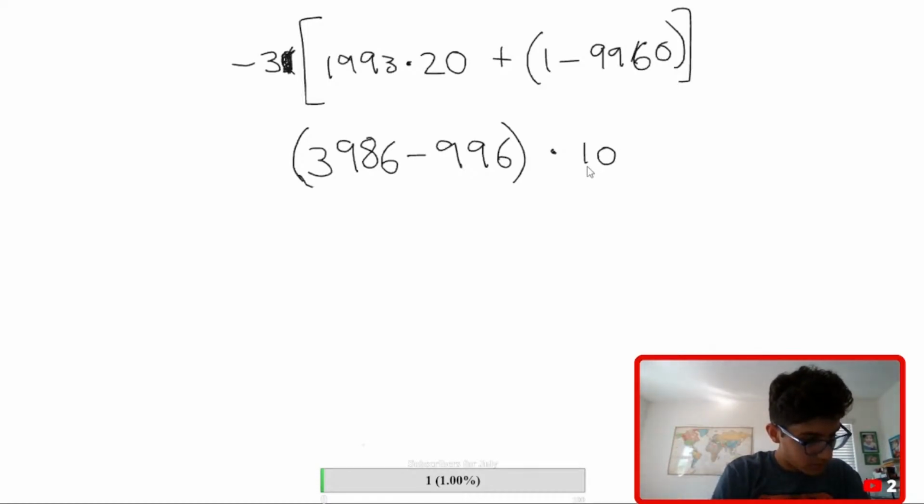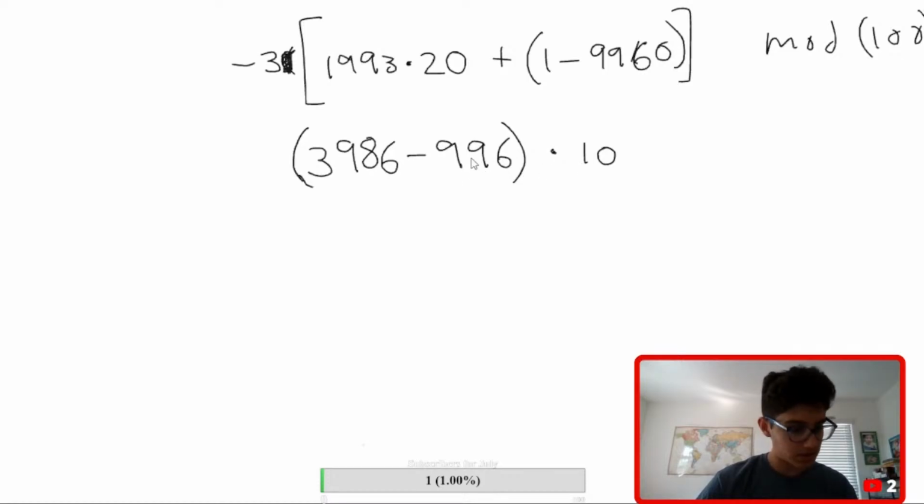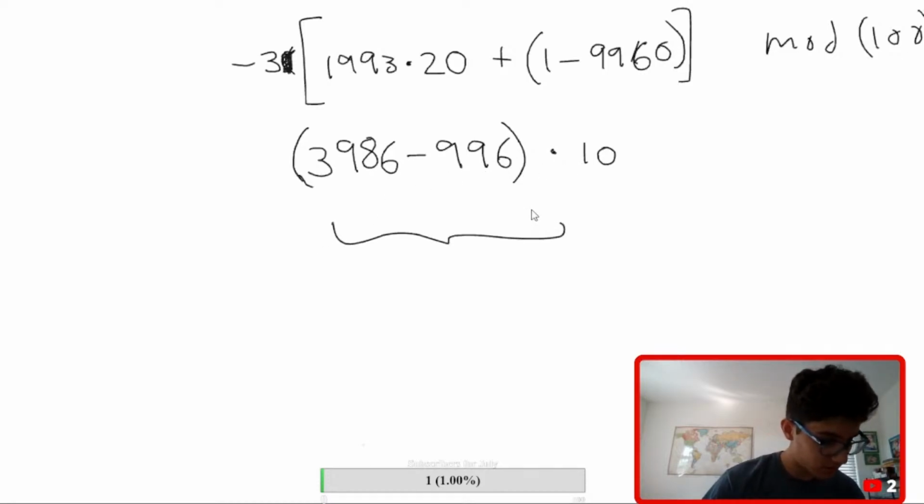1993 is congruent to 93 or negative 7. Oh yeah, I forgot all about that. You're right. Mod 100, right? So we can simplify all this stuff like that. 93 or negative 7. Well, actually now we're basically here anyway, right? So let's just finish this off. I think this is already a multiple of 100, isn't it?